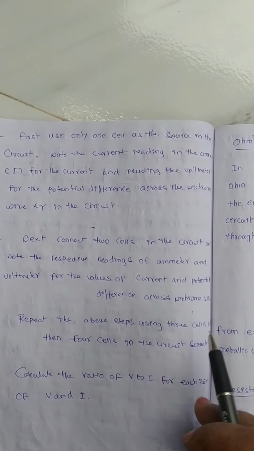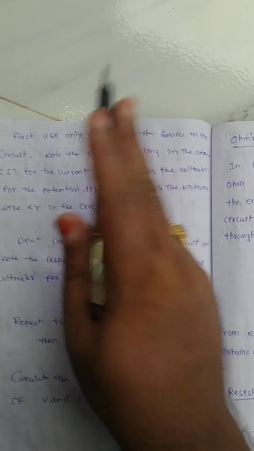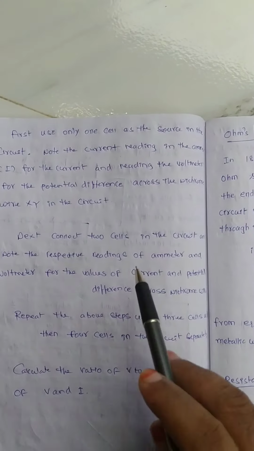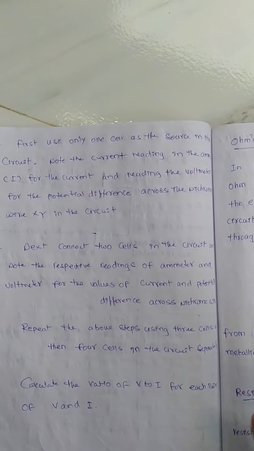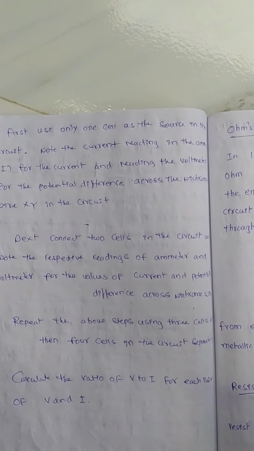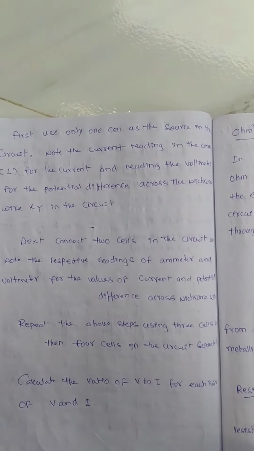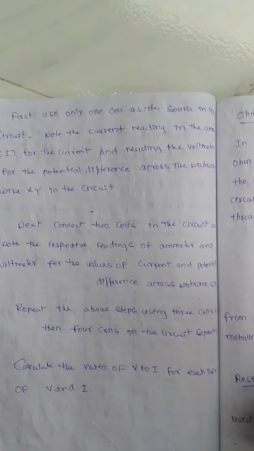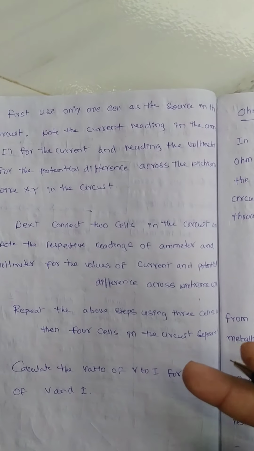That already I told. And next connect two cells. First I told one cell, and after that you can choose two cells in the circuit. Again you can take respective readings from the ammeter and voltmeter to measure the current and potential difference. So repeat these steps using 3 cells and 4 cells, taking respective readings from the ammeter and voltmeter. Finally you can calculate the ratio of V to I for each pair of V and I, and you will get a constant. If you take V by I, we will get a constant value, right?